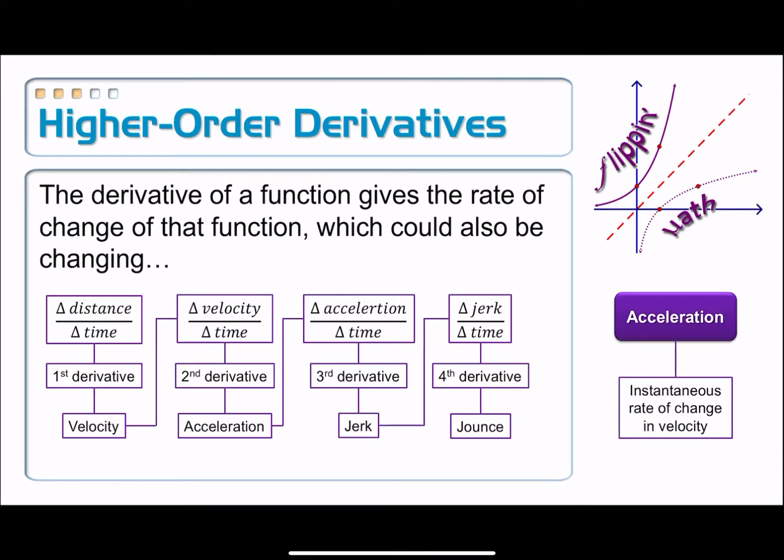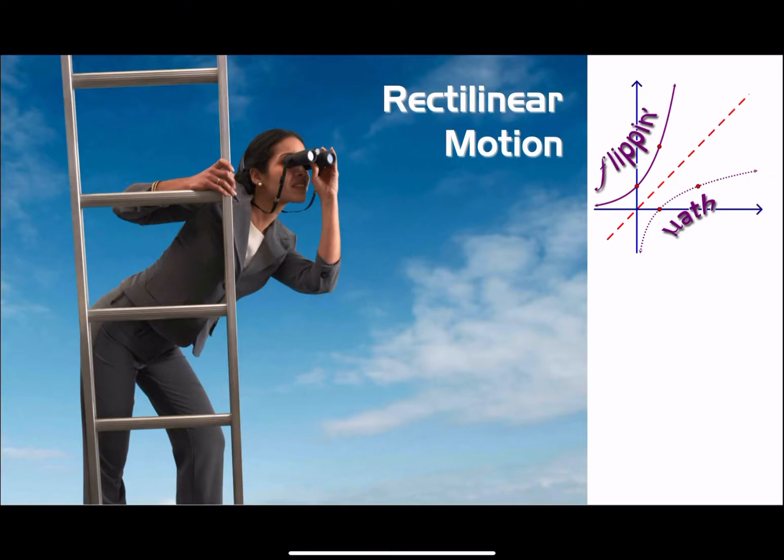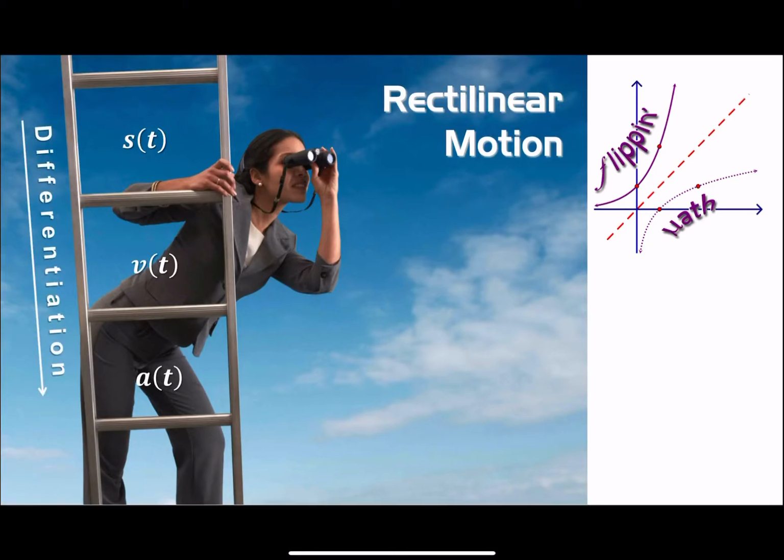So I tend to think of this in terms of a ladder here. And here you've got this woman who's probably bird watching. Yeah, she's probably bird watching. And so I'm going to start with, at the top of my ladder here, the position function. To move down the ladder here, I'm going to take the derivative of that position function in order to find the velocity. And then I can take the derivative again, moving down this ladder, to find the acceleration. So it's differentiation that's going to take me down the ladder. We will learn in the future that if I want to go back up this ladder, it's going to be the inverse operation of differentiation, which is integration.